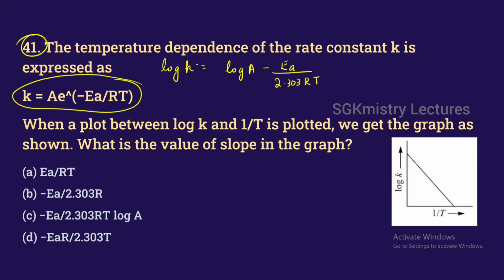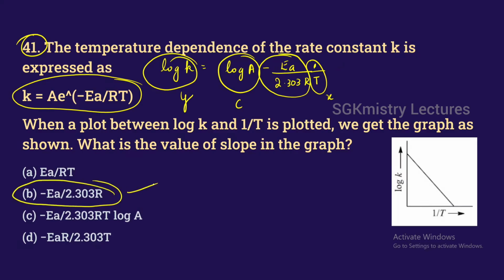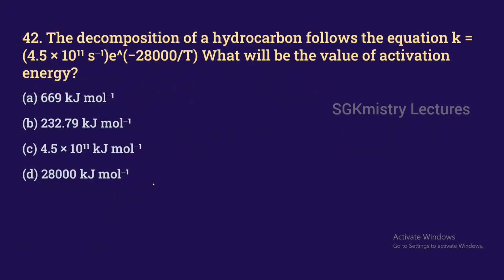Now we again have log K as Y along the y-axis, then 1 by T is taken as the x-axis. This is the intercept C. So we have this as the slope. So slope is minus EA by 2.303 R. So minus EA by 2.303 R, that is option B.